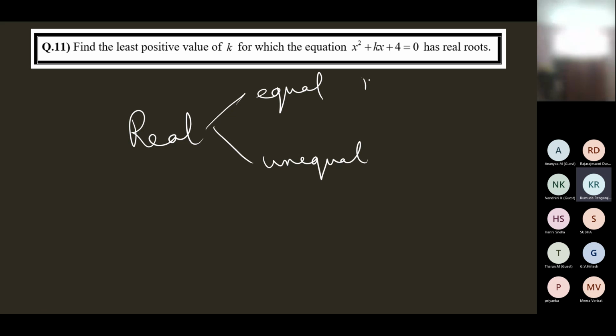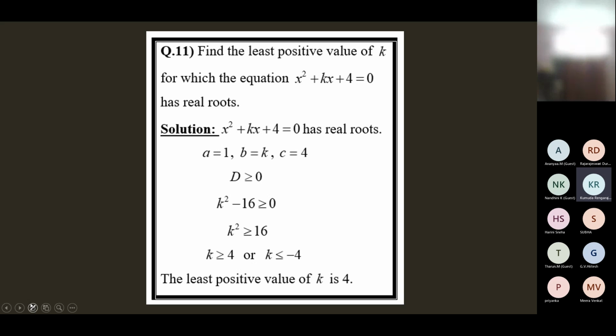Real equal means D is equal to 0. This is D is greater than 0. So real roots, it's real. That means put both together. D is greater than or equal to 0. That's all this work, that condition.